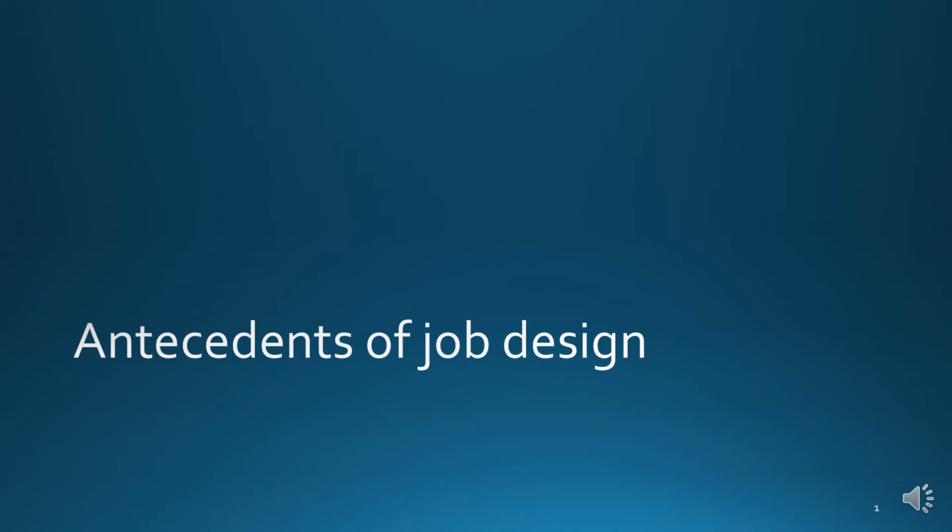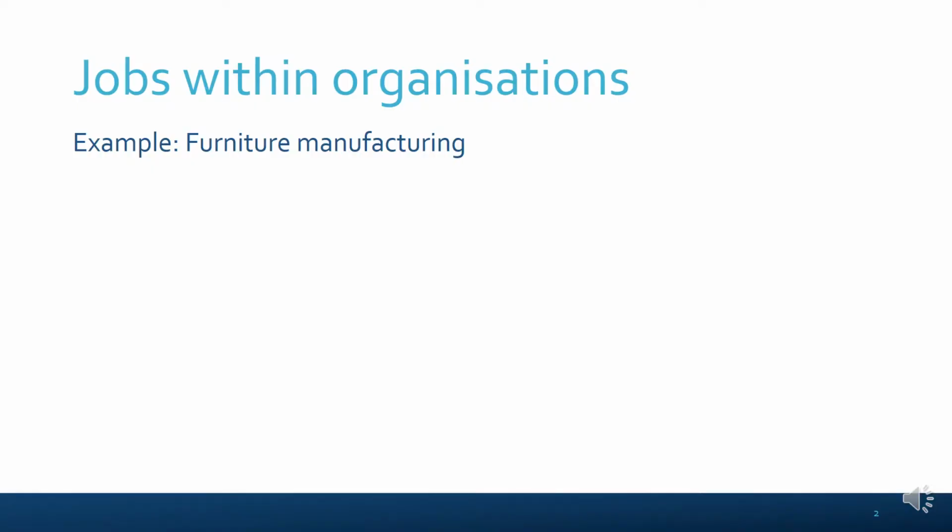Which factors contribute to the emergence of particular jobs and particular job designs? Let's have a look at the antecedents of job design. Jobs exist within organizations. So imagine, for example, a company that makes furniture. They have some tasks to do. For example, they need to saw the planks for the chairs, subsequently need to assemble all the planks into chairs, and then need to do some painting.